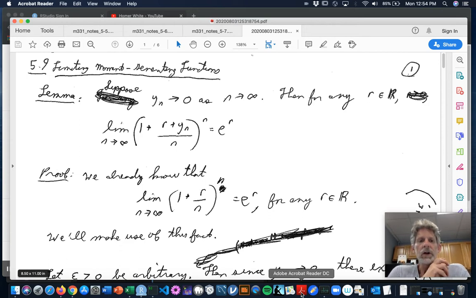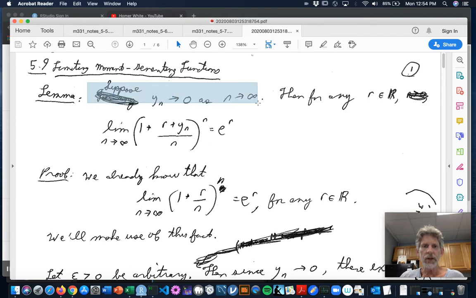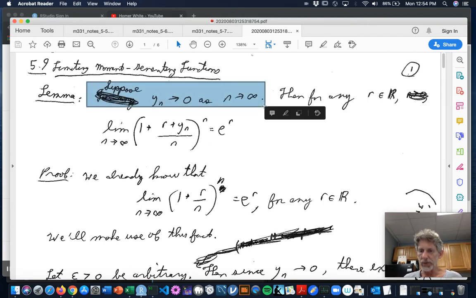So starting off, I want to begin with a lemma. A lemma is just a math theorem that's going to be mostly used to prove some other theorem that you're primarily interested in. This lemma is right here. Suppose you've got a sequence of real numbers y_n, y_1, y_2, y_3, y_4, and so on. And suppose that y_n approaches 0 as n goes to infinity.